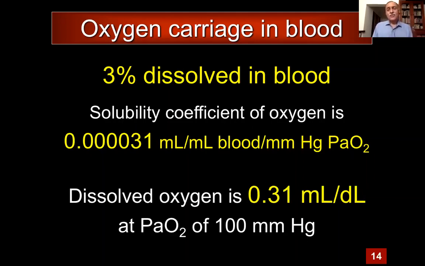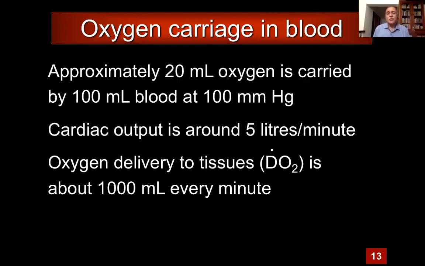So though roughly about 20 ml of oxygen is carried in combination with hemoglobin, it's a very small amount of oxygen that is carried in the dissolved form. But this small amount of oxygen is very important because this is the medium through which tissues eventually receive oxygen from the blood. So the summary of what we talked about in the last couple of minutes is that there is approximately 20 ml of oxygen being carried by 100 ml of blood, both bound to hemoglobin and in the dissolved form, at an arterial oxygen tension of 100 millimeters of mercury.